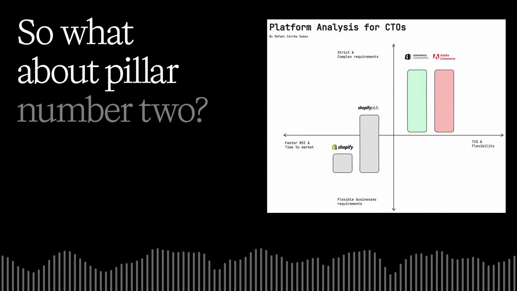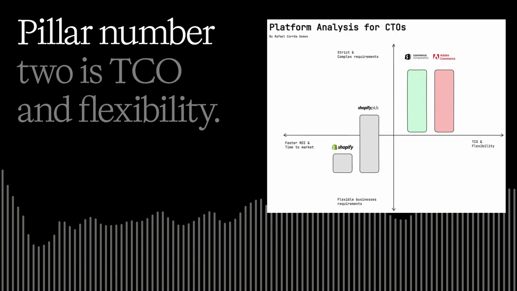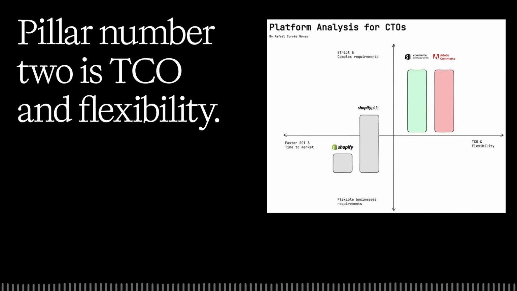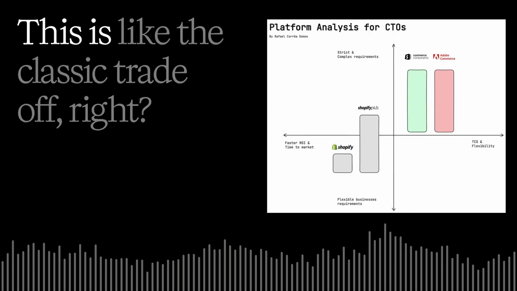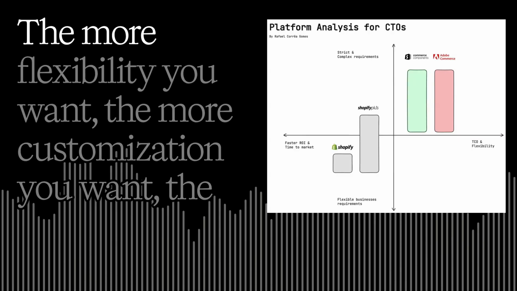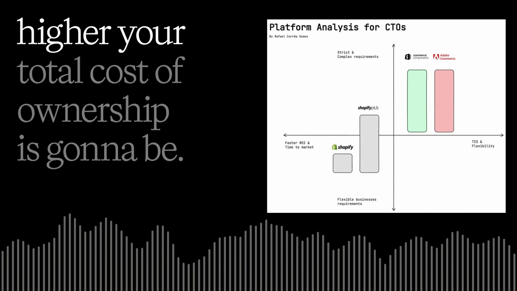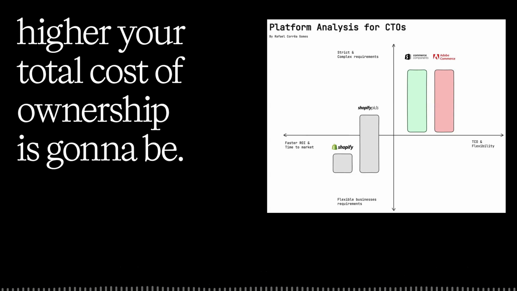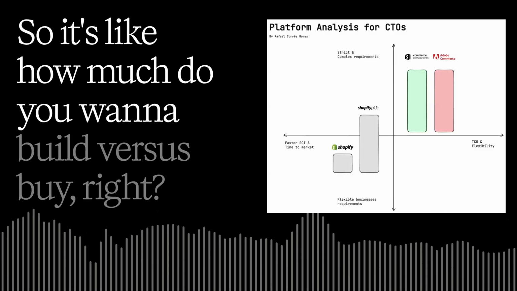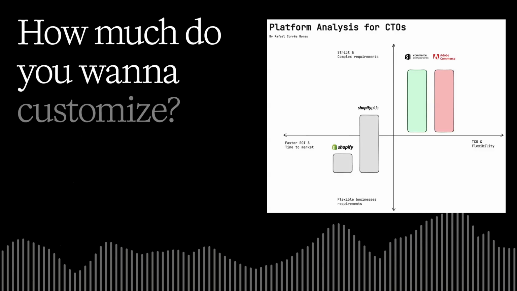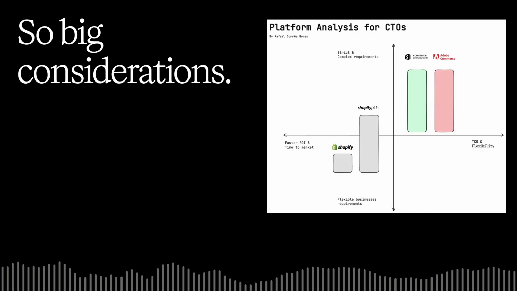Okay, so what about pillar number 2? Pillar number 2 is TCO and flexibility. This is an important one. This is like the classic trade-off, right? The more flexibility you want, the more customization you want, the higher your total cost of ownership is going to be. You got it. So it's like, how much do you want to build versus buy? How much do you want to customize? Big considerations.